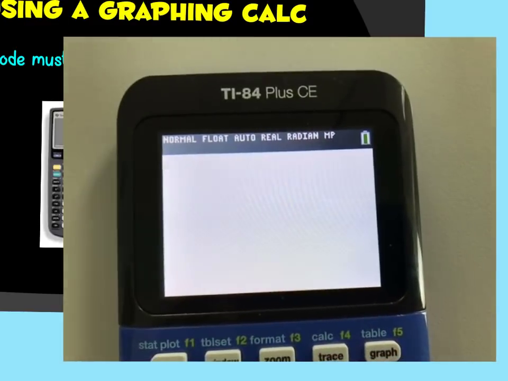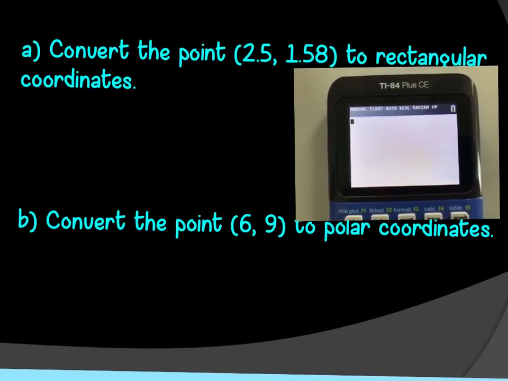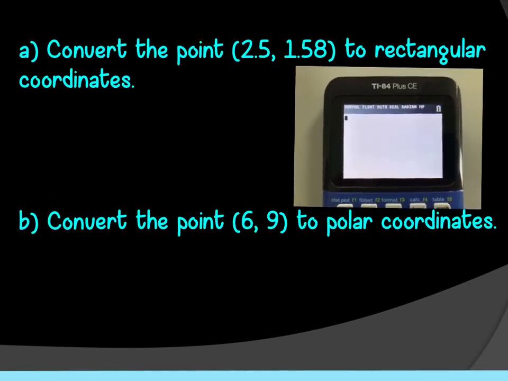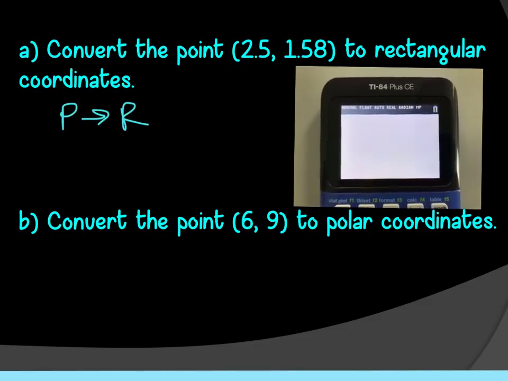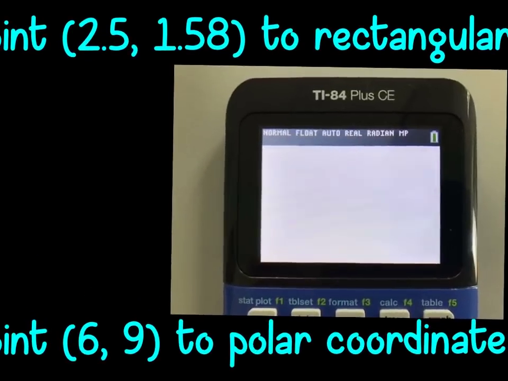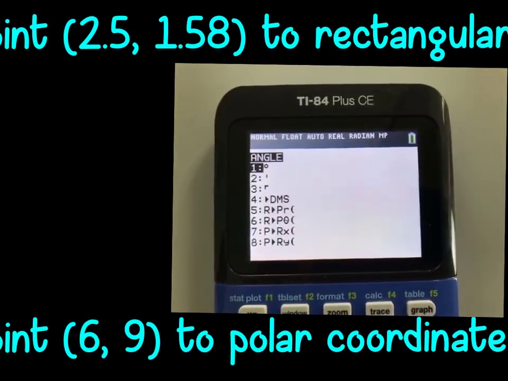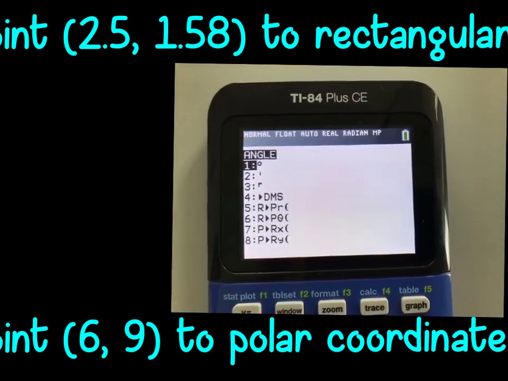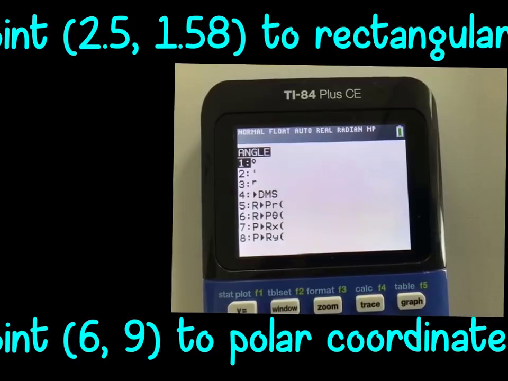Okay, so this question says convert the point 2.5, 1.58 to rectangular coordinates. So I'm going from polar to rectangular, which falls in the little menu that says angle. So second apps is your angle menu. Remember this DMS, our degree, minute, second notation. If you look at 5, 6, 7, and 8, those are what we're using.